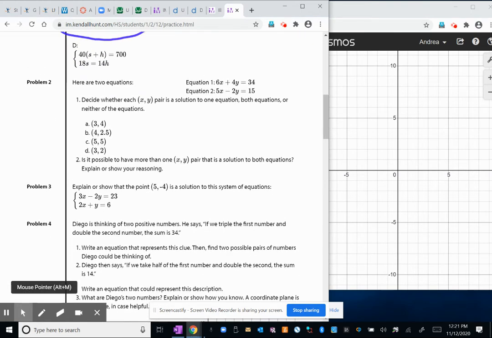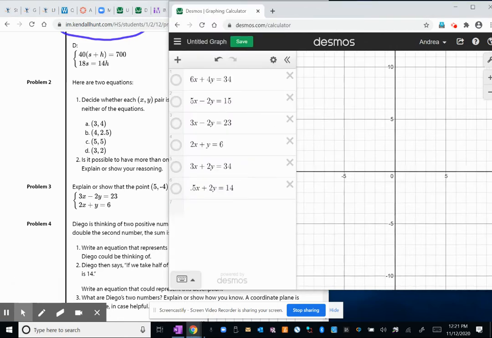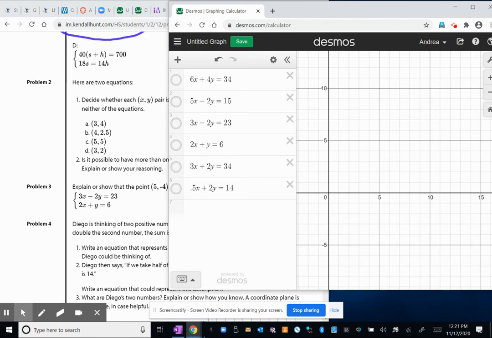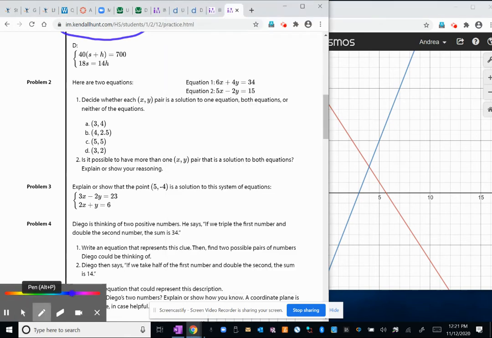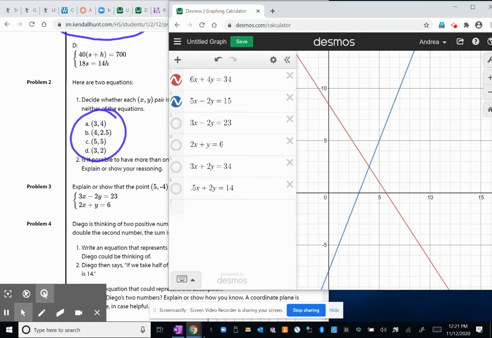On number 2, it says, here are two equations. Decide whether each XY pair is a solution to one equation, both equations, or neither of the equations. To answer this question, I went ahead and put these equations into Desmos. So here's the two equations from that problem. And so if we look at the answer choices over here and compare it to what we see on the graph over here, we can determine how that's going to work out.